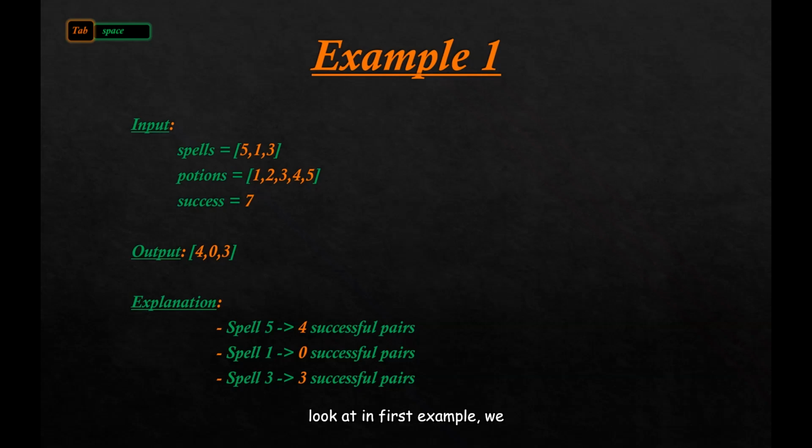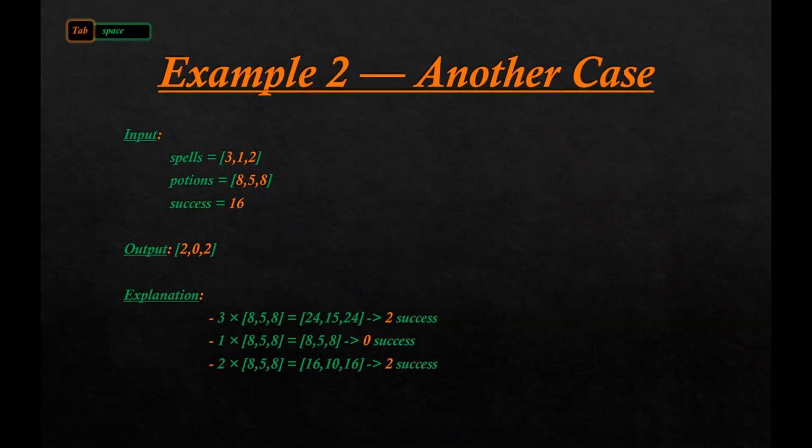Let's look at a first example. We have spells as 5, 1, 3 and potions as 1, 2, 3, 4, 5 with success equal to 7. For spell 5, we get 4 successful combinations. For spell 1, none of the potions work. For spell 3, 3 combinations succeed. So our final output is 4, 0, 3.